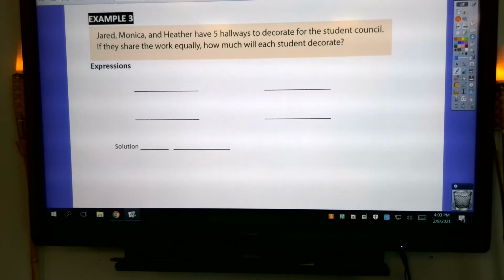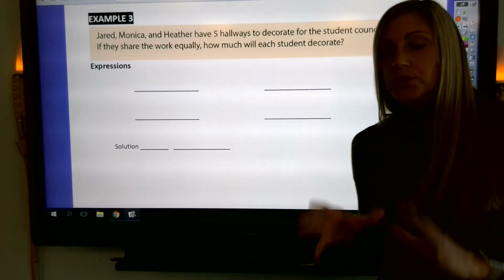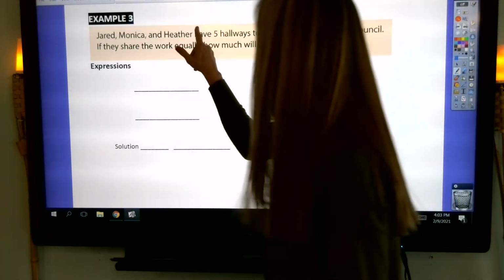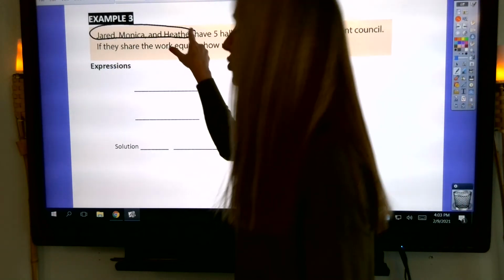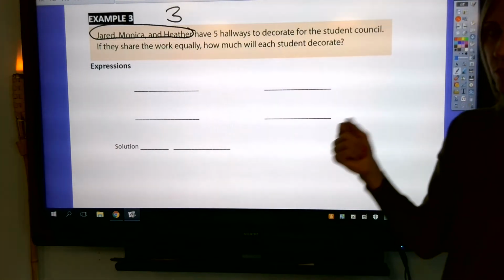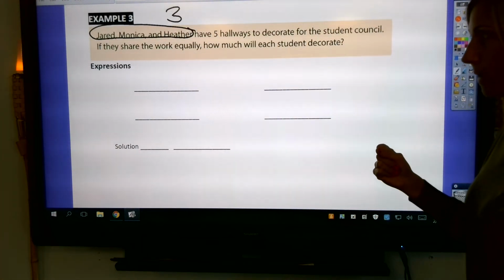Let's try one more. So Jared, Monica, and Heather have 5 hallways to decorate. Ooh, hidden numbers. Again, story problems are going to be one of the focuses for this lesson. So our hidden number, I always like to circle it and then put my number that's hidden. It's going to help me see it quick when I'm thinking about what's happening in the story problem.